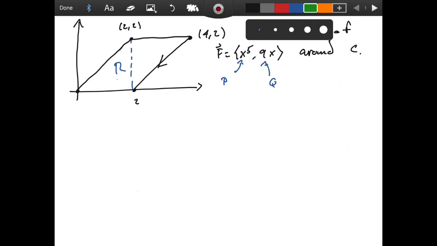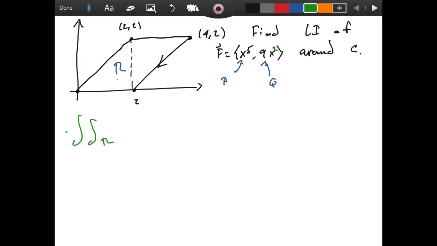Okay, let's do a slightly more difficult problem, though maybe not much more difficult. Instead of the Q component being 9x, let's say it's 9x squared. And so now we want to do the integral over the region R. The x derivative of Q is now going to be 18x dA.